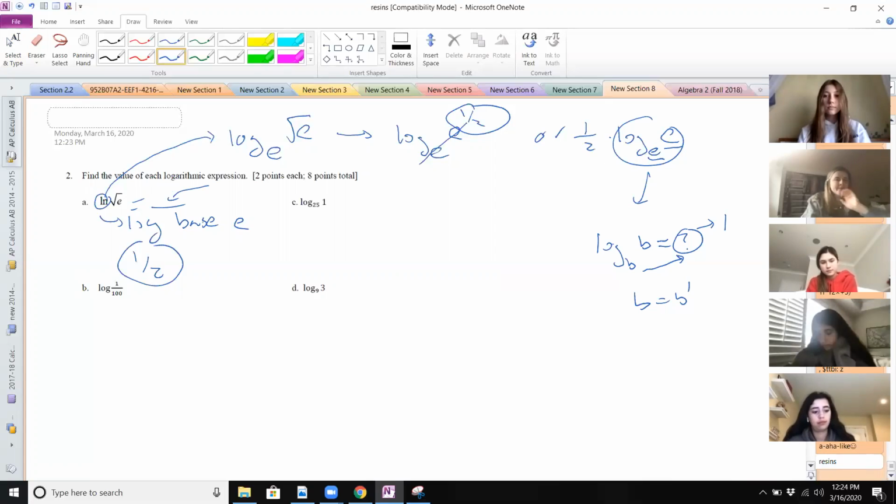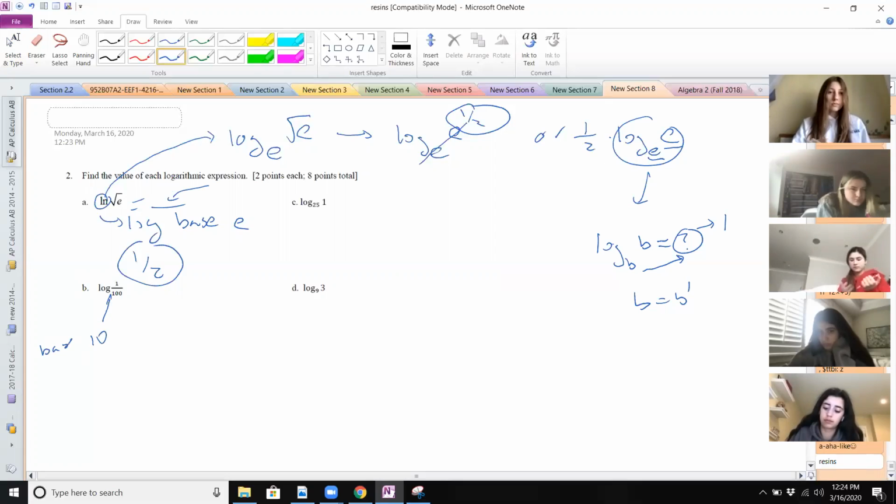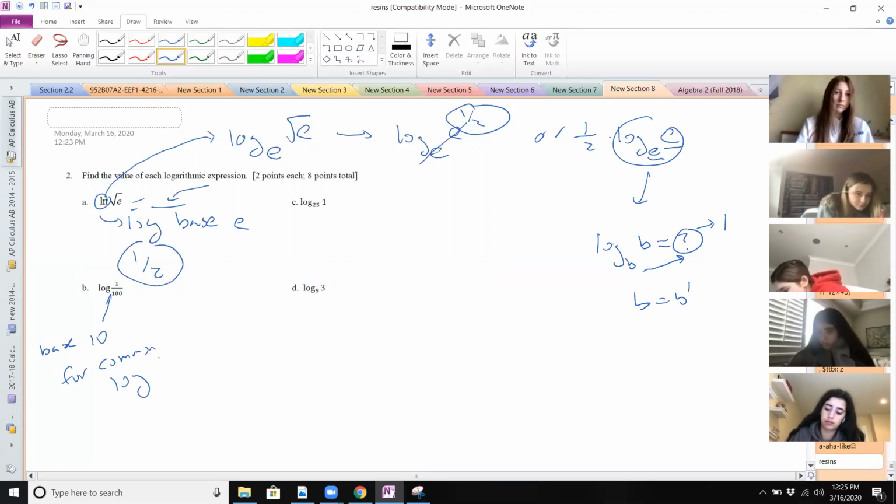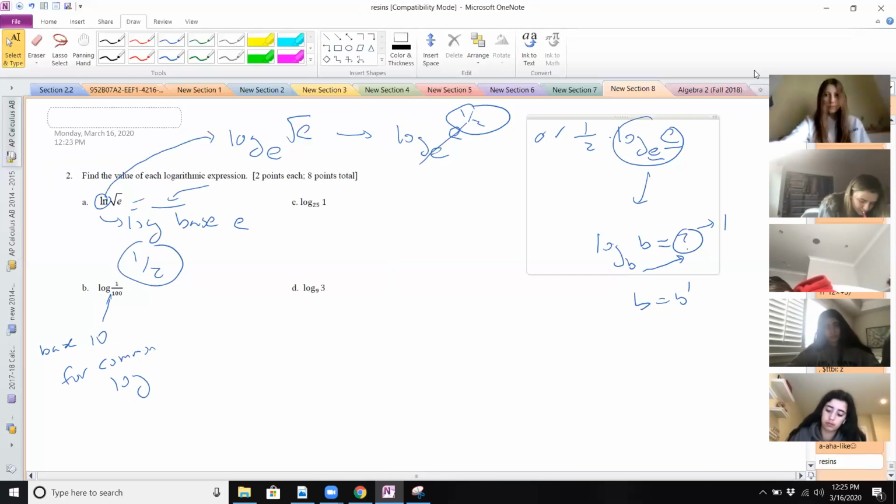Why don't you guys try B, C, and D on your own? Remember, if you don't see a base, it's 10 for common log. And of course, you have the other ones there. So go and try those 3. And then we're going to move on to log graphs. And of course, I'll reveal the answers.